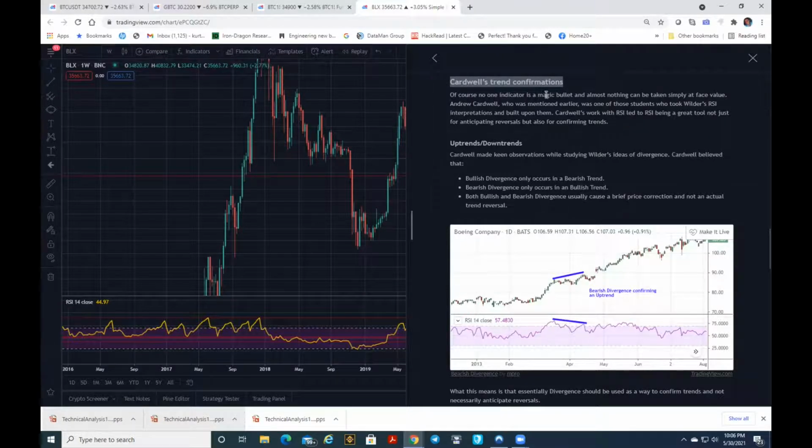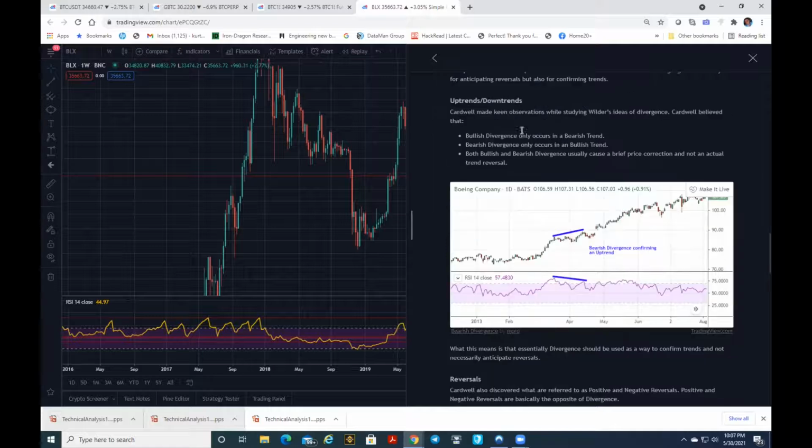So of course, no indicator is a magic bullet, and almost nothing can be taken simply by face value. Andrew Cardwell, who was mentioned earlier, was one of those students who took Wilder's RSI interpretations and built upon them. Cardwell's work with the RSI led to the RSI being a great tool, not just for anticipating reversals, but also for confirming trends.